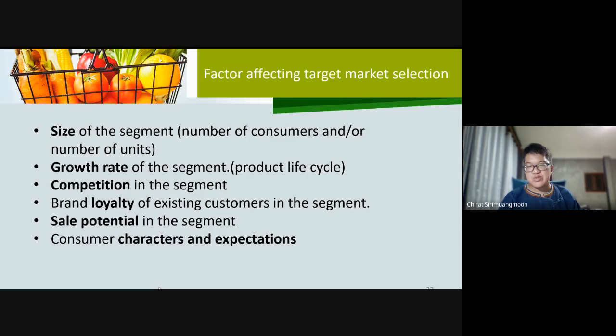Sales potential. Make sure that you have seen the results. Is there good forecasting or not? Is there a good size to be popular or not? This is sales potential. Consumer characteristics and expectations. Make sure that you are concerned about the differences between consumers, since different people have different preferences, but you need to find something in common, like the same characteristics and expectations that will hit with this situation.